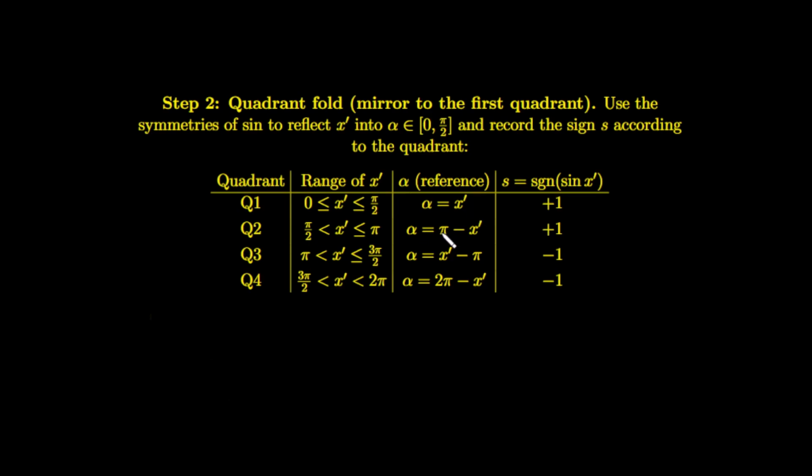Now if it's in quadrant 2, we do pi minus that initial angle alpha. It's pi minus the angle x to give us the angle alpha, the reference angle. And if it's in quadrant 3, it's x minus pi, and if it's quadrant 4, it's 2 pi minus x. And you can see the sign changes here.